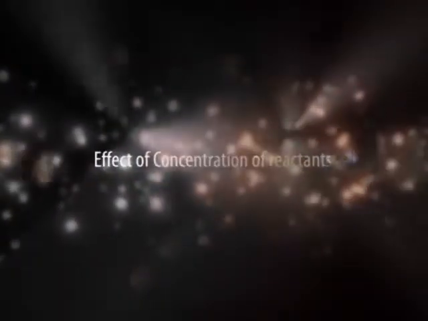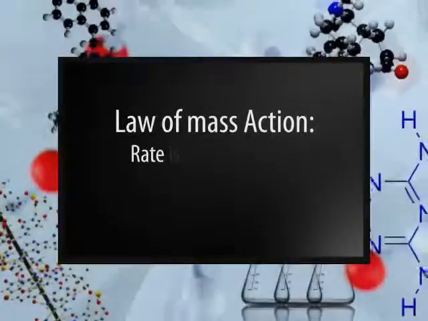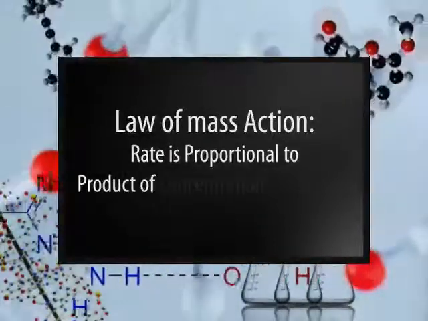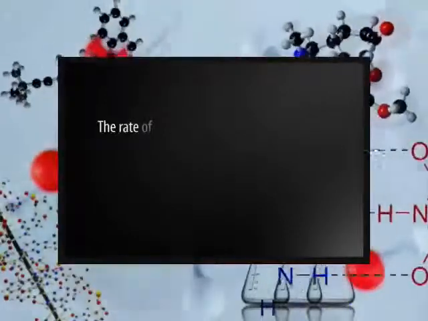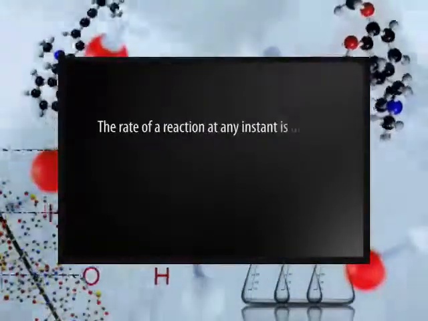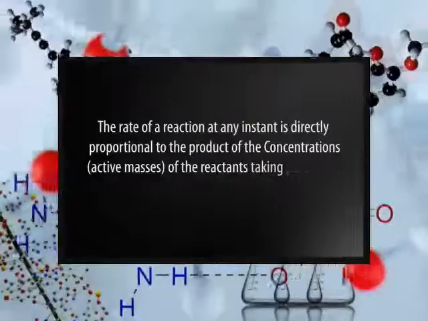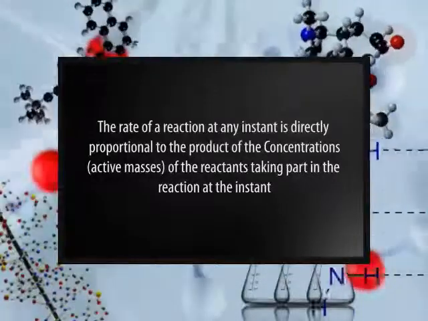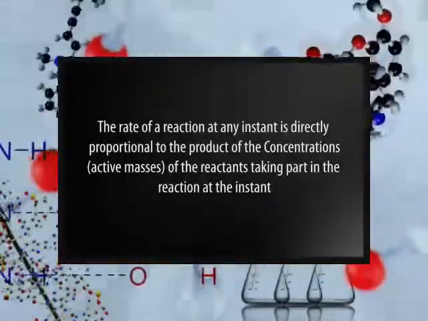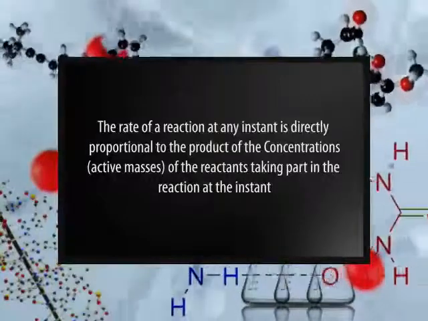The second point, effect of concentration of the reactants. According to the law of mass action, the rate is directly proportional to the product of concentration of the reactants. The rate of reaction at any instant is directly proportional to the product of the concentration of the reactants taking part in the reaction at that instant. This was proposed by Guldberg and Waage. This is also called the law of mass action.